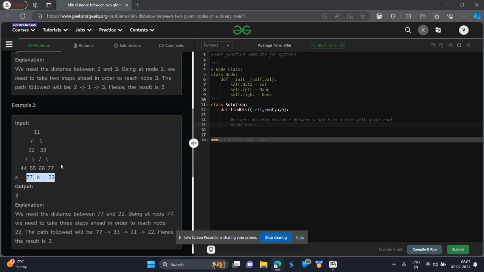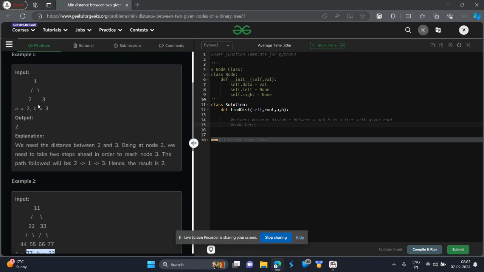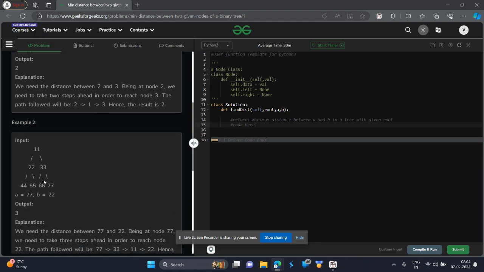There's a concept in binary tree known as lowest common ancestor, which means for any given two nodes a and b, it is the deepest node which has both a and b as descendants. For 2 and 3 the lowest common ancestor is 1, because 2 and 3 are both descendants of that one common node. Similarly for example 2, for 77 and 22 the lowest common ancestor is 11.